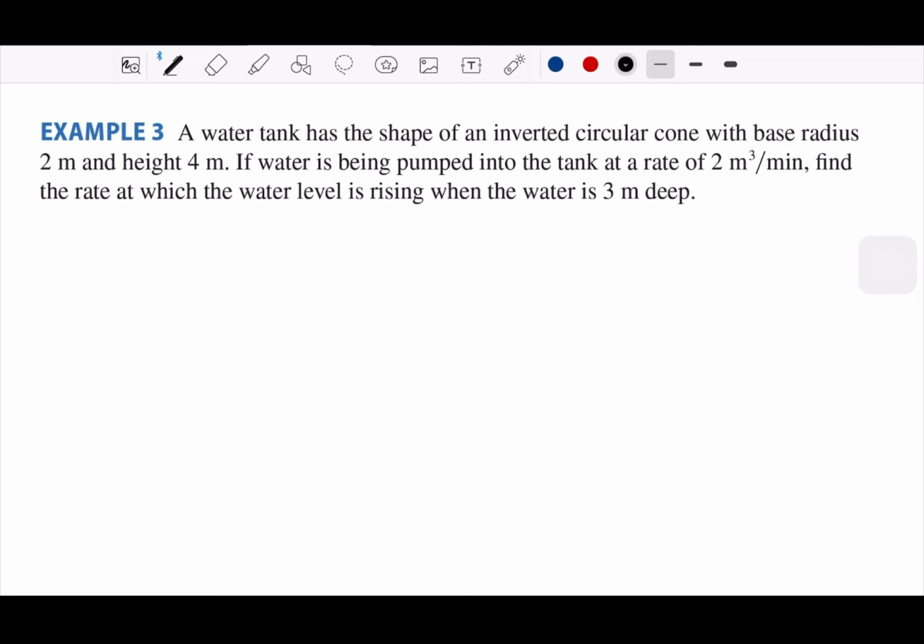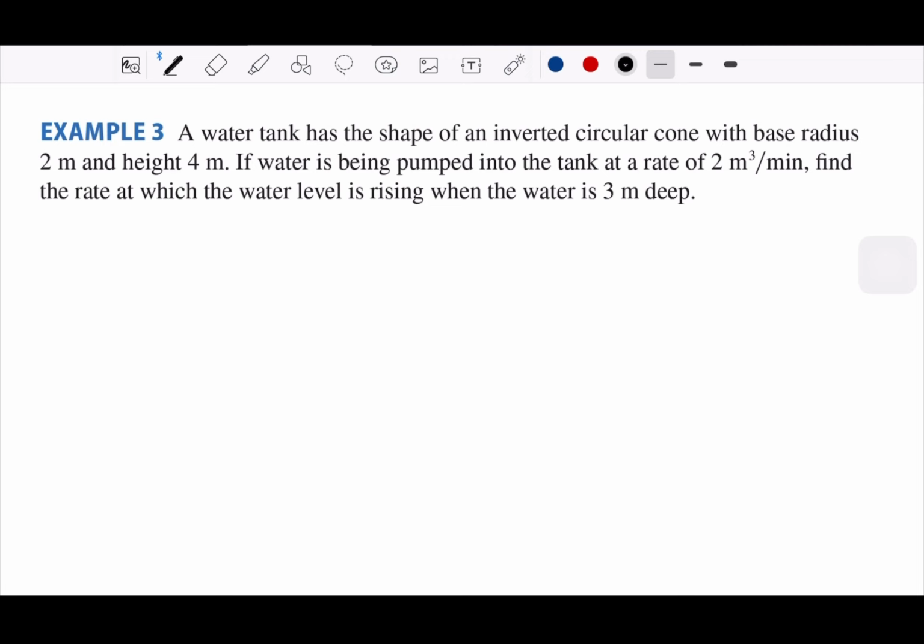So a water tank. So you have a storage for water. It has the shape of an inverted circular cone. So it is a circular cone, but it's inverted. You could imagine a cone, but inverted. It has a base radius of 2 meters. The height is 4. And then water is being pumped at some rate, 2 meters cubed per minute. Find the rate at which the water level is rising when the water is 3 meters deep.